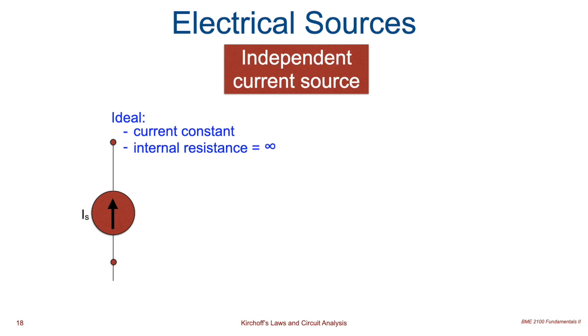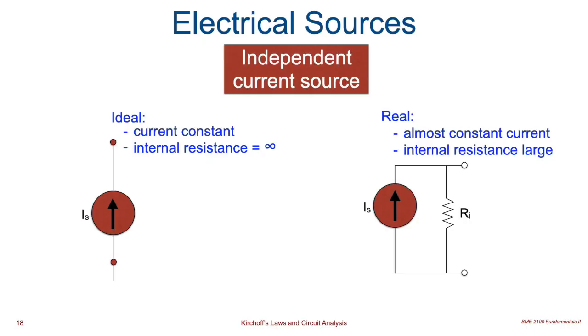It has infinite resistance. So it does not allow current to flow through it. It injects current into something else if it's connected to something else, but doesn't absorb any current from the rest of that circuit. So again, we have ideal sources, then we have real ones. And of course, internal resistance of infinity, again, when did you last see infinity? So infinity doesn't make any sense.